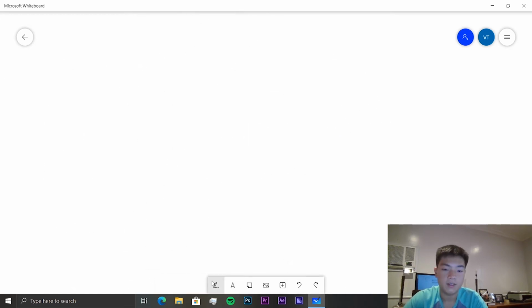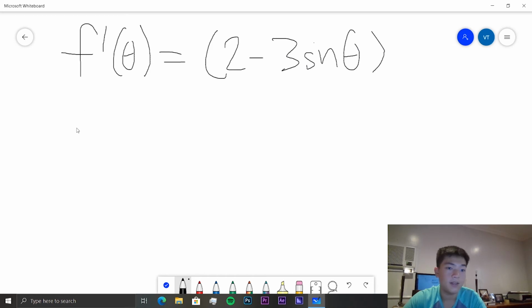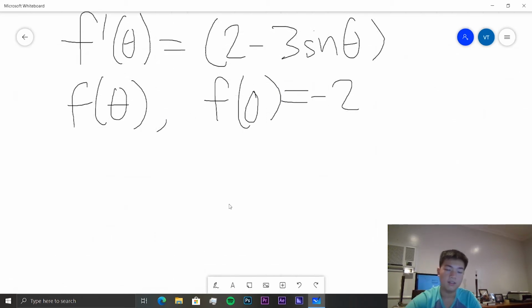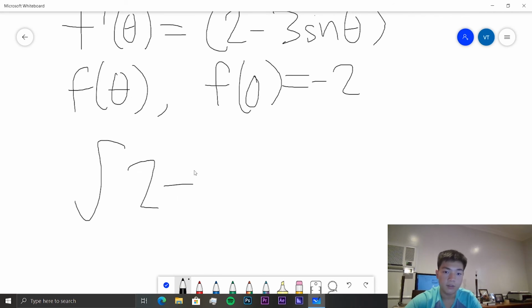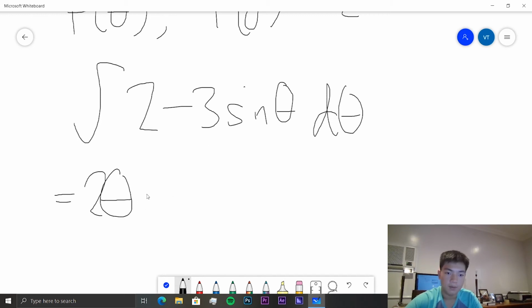We're given that f prime theta is equal to 2 minus 3 sine theta. Find the function f given that f of 0 is equal to negative 2. So let's integrate this. We have the integral of 2 minus 3 sine theta d theta. So this will be equal to 2 theta plus 3 cosine theta. So plus c.